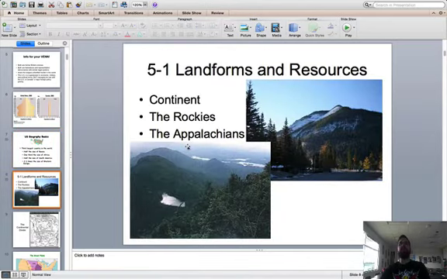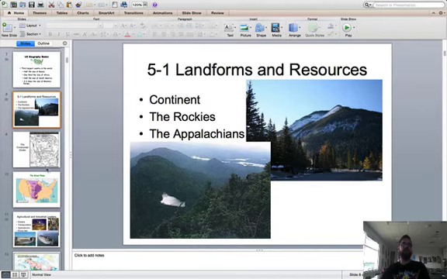All right, and then getting into landforms. What you need to know when it comes to physical geography is how these landforms affect the development of the United States. We'll get into how it affected our history, but also how it affects our economic activities, where people live, the problems we've had to overcome, and stuff like that.